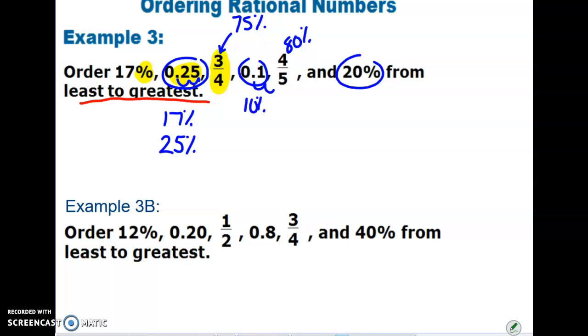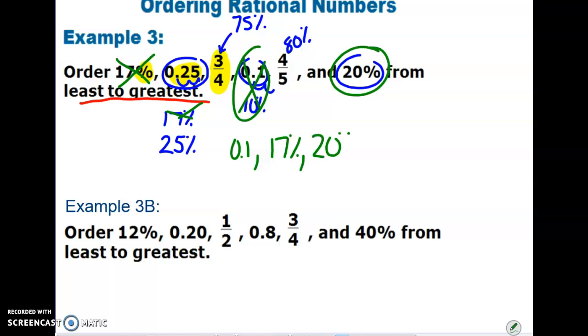So my smallest amount, if I'm looking right here, is 17%. So I'm going to cross that one off first. My next one, oops, sorry, I made a mistake again. I've got 10% right here, which is 1/10. So 1/10 should go first. Then 17%. Then I've got 20% right here. So I'm going to write it exactly as it first was written. I've now got 25%, which was written as a decimal, 0.25. And then I've got 75%, which is 3/4. And then I have 80% or 4/5 is my biggest one.